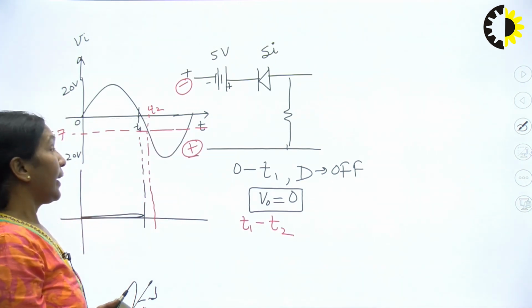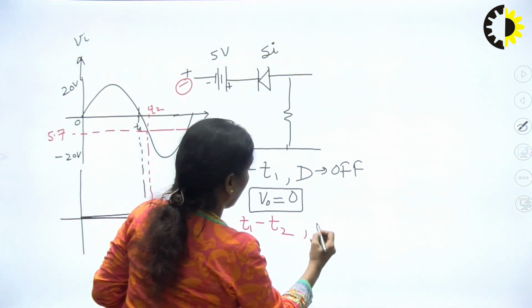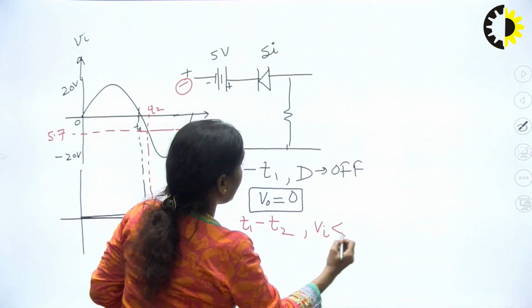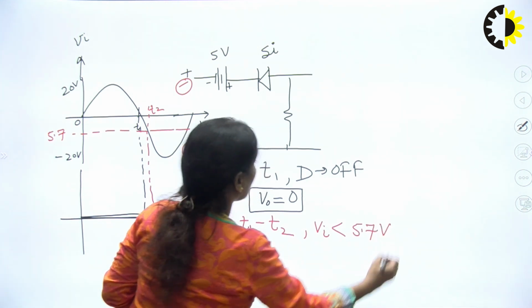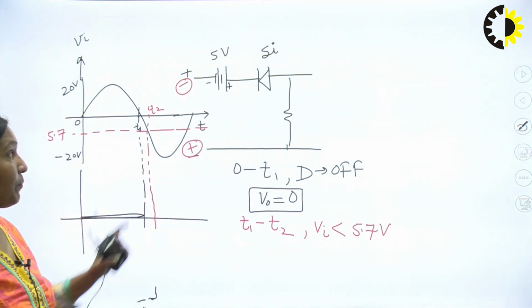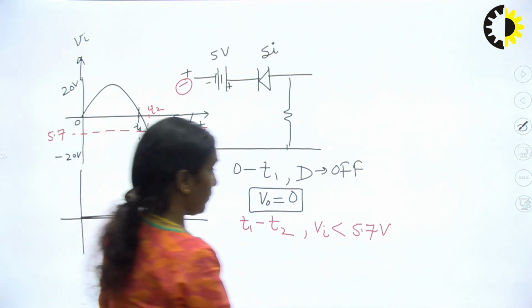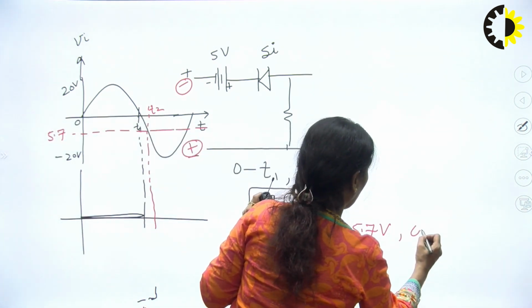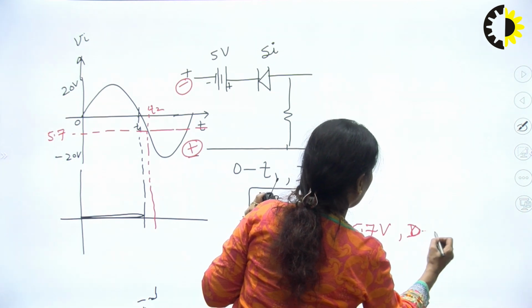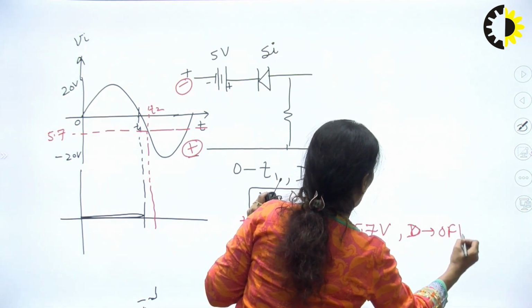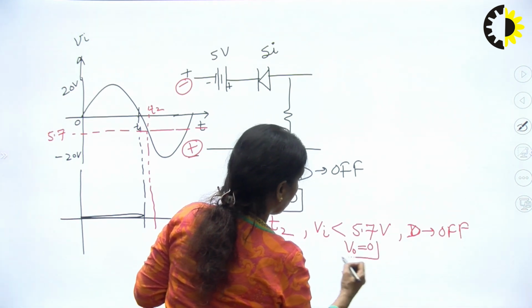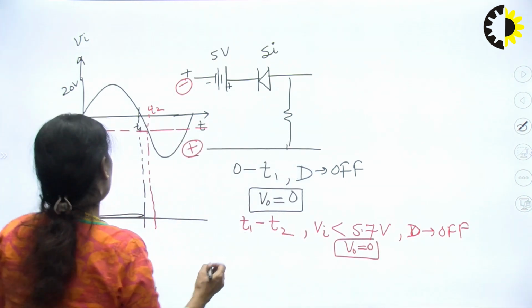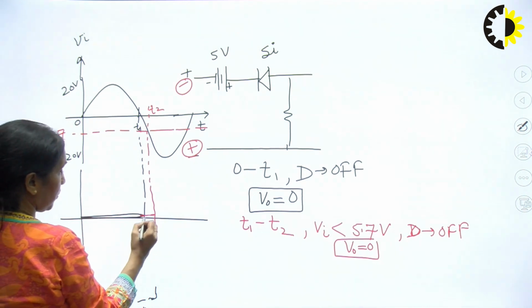So, I can say that during the time period T1 to T2, Vi is less than 5.7 volts. So, if it is less than 5.7 volts, the diode will be off. So, output will remain 0.